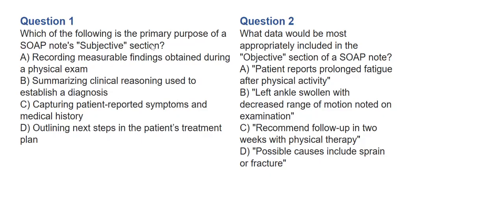Question 1. Which of the following is the primary purpose of a SOAP note's subjective section? A. Recording measurable findings obtained during a physical exam. This would be objective. B. Summarizing clinical reasoning used to establish a diagnosis. C. Capturing patient-reported symptoms and medical history. Or D. Outlining next steps in the patient treatment plan. And this would be plan.